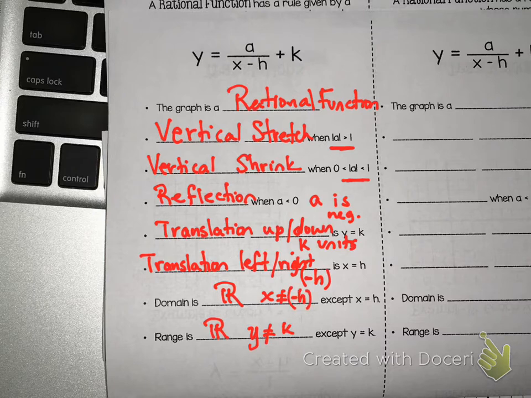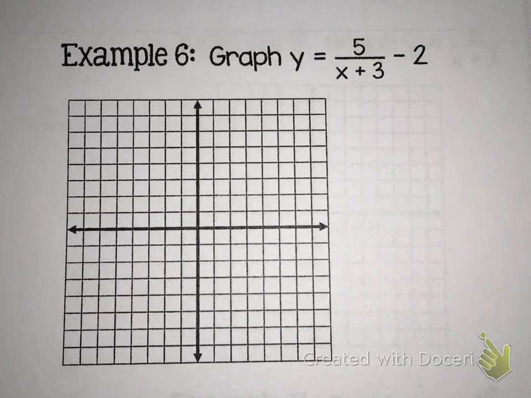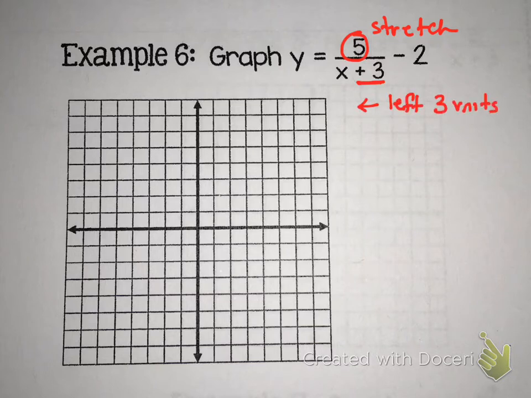Okay, so next, let's put all this stuff together, and I am going to talk about end behavior here. The first thing I'm noticing is this is going to be a stretch. This is going to move your graph left 3 units. And this right here is going to move it down 2 units, my bad.